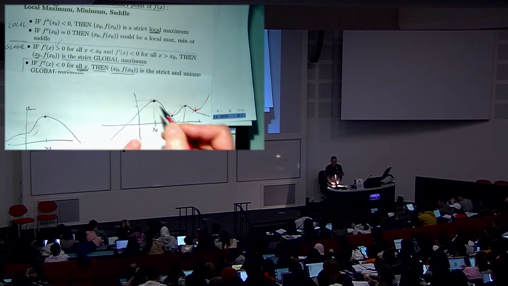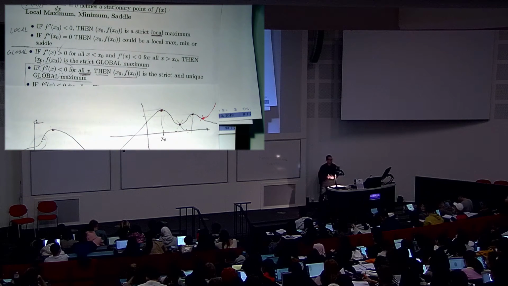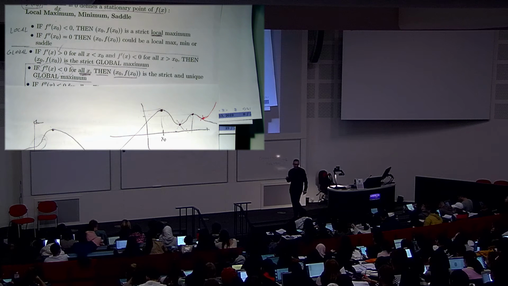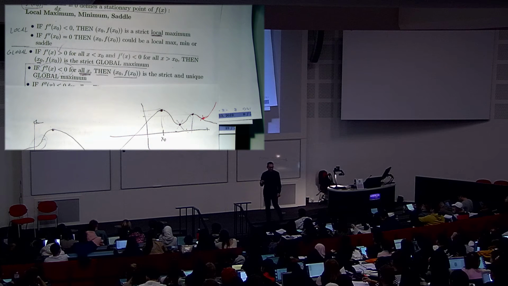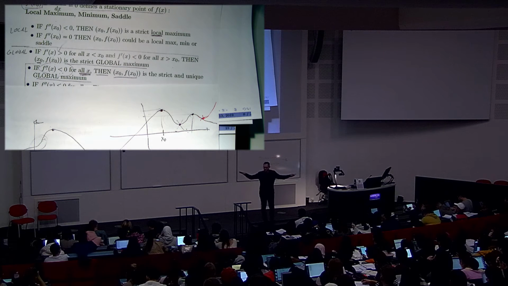So if you can't use your sufficient conditions to establish whether you have a global maximum, that does not mean that you don't have a global maximum. But it means you have to look a little bit. You have to understand the shape of your function, and perhaps see how it behaves in the tails.